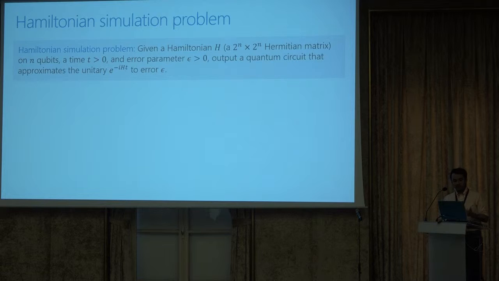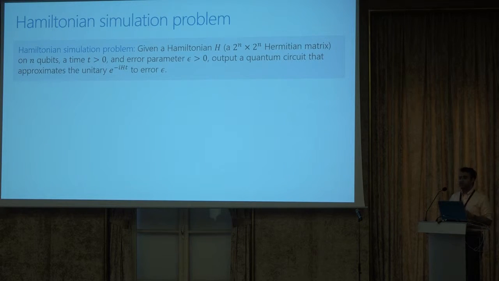But that's the basic problem. I'll give you this Hamiltonian, time t, epsilon, and you have to come up with a quantum circuit which approximates this operator e to the minus iHt. Now, this isn't a fully formal specification of the problem because I haven't told you how the Hamiltonian is represented. Because as I said, it's an exponentially large object. We don't just want to write it down on a piece of paper because the input size would then be 2 to the n.